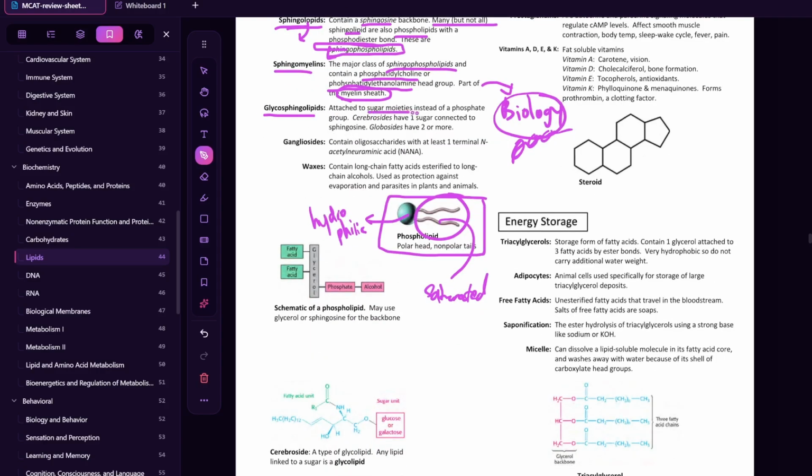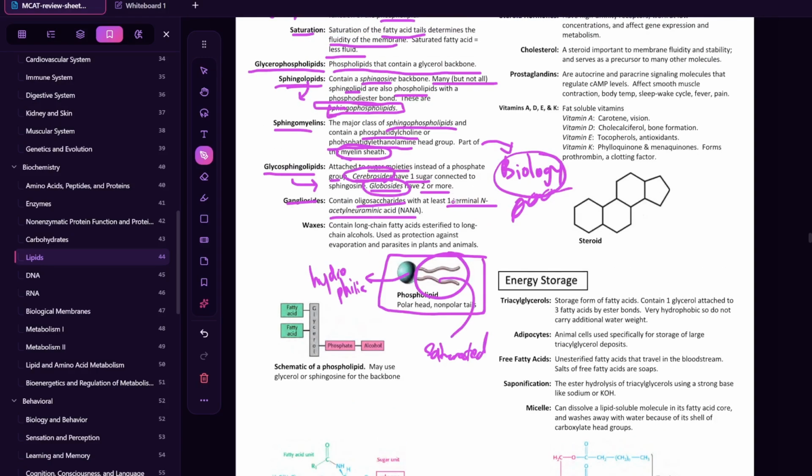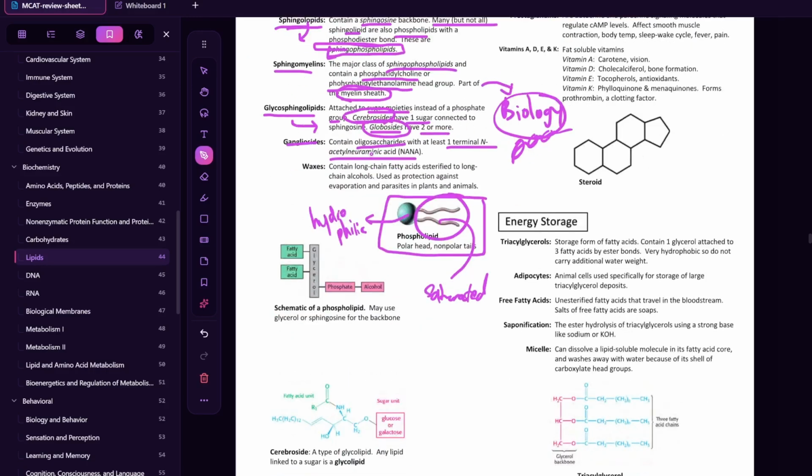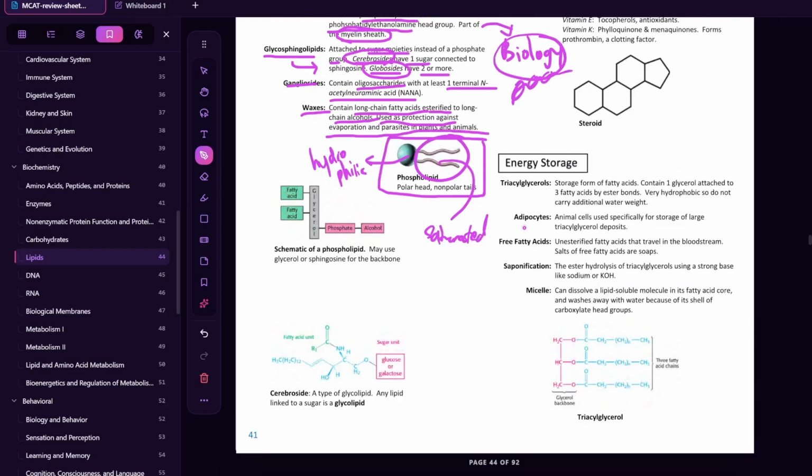Glycosphingolipids attach to sugar moieties instead of phosphate groups. Cerebrosides have 1 sugar connected and globosides have 2 or more. So cerebrosides are important to know, and globosides. They're types of glycosphingolipids. And then gangliosides contain oligosaccharides with at least 1 terminal NANA, which is N-acetylneuraminic acid. Waxes contain long chain fatty acids esterified to long chain alcohols, used as protection against evaporation and parasites in plants and animals. So here's an example of the cerebroside.